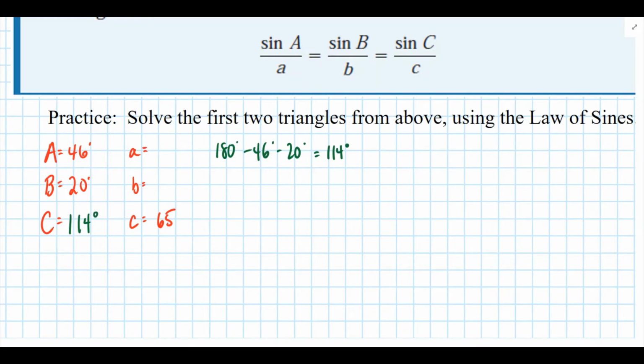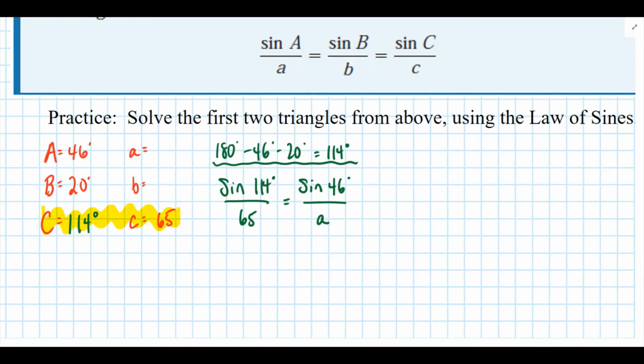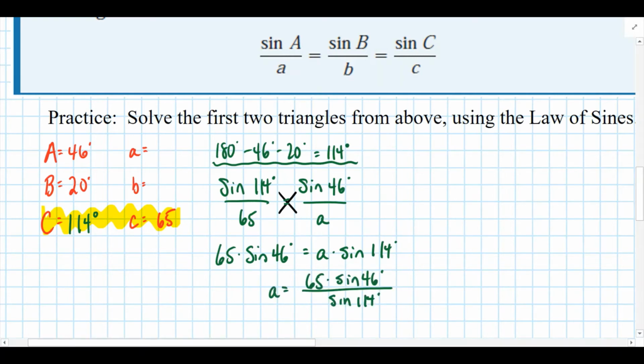Now that I have an angle measure and a side length referencing the same letter, the law of sines becomes very helpful. I will create a proportion using sine of angle measure C and side length C, along with sine of angle measure A and side length A. Since cross products are equal in proportions, we can use simple algebra to isolate the variable a. And now we can enter this expression into a calculator, making sure it is set to degrees, and solve.